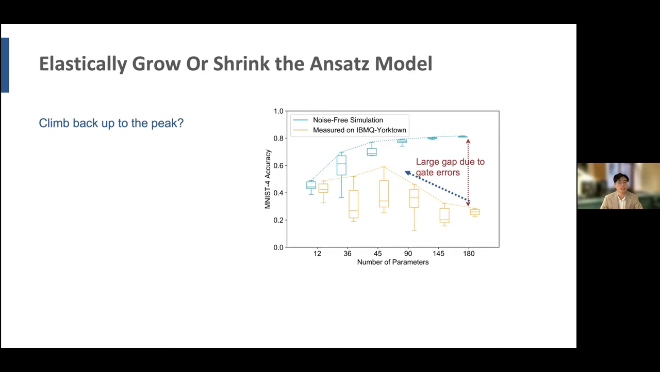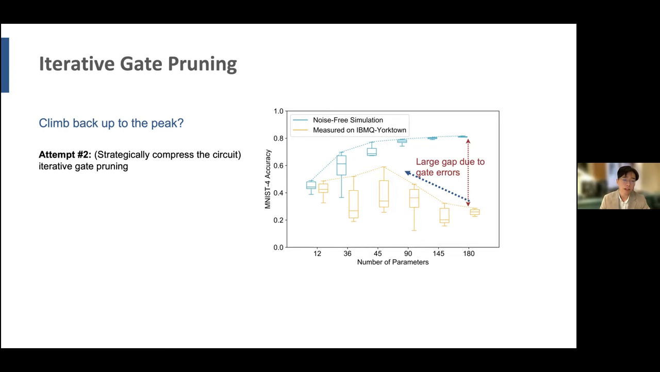A simple attempt, the first attempt, is to compress the circuits, right? In other words, if you remove some of the parameterized gates, for example, you can reduce the number of gates, and intuitively that will reduce the error that your gate imposes to the circuit. This sometimes works, but not always. You are very likely to end up cutting through to a very low accuracy on site because of the very high variance. So can we compress the circuit more strategically?